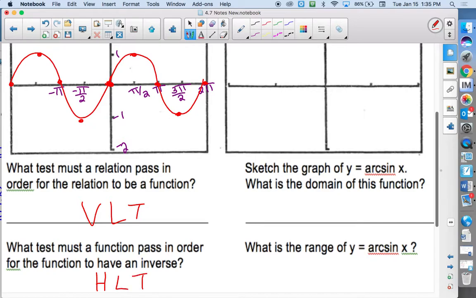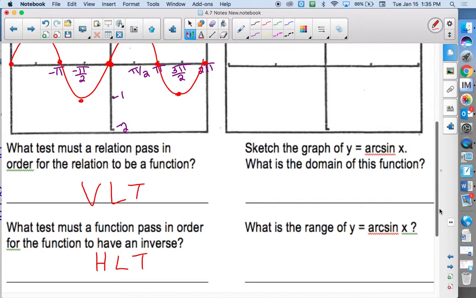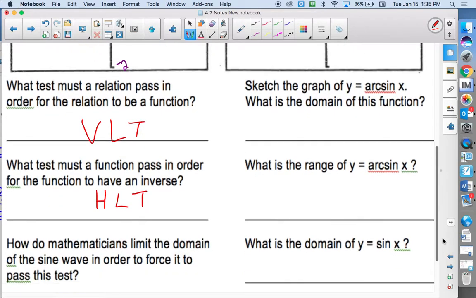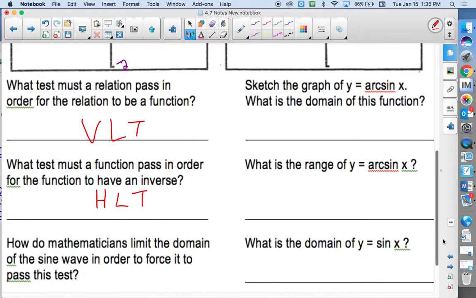Nick, does this pass the horizontal line test? No. The horizontal line test means you draw a horizontal line, and if it passes through your graph more than once, it will not have an inverse. So right now, our beautiful sine curve, which looks pretty good, although one curve is a little lower than the other, doesn't have an inverse. Math people don't like when things can't work. We always try to find a way that it can.